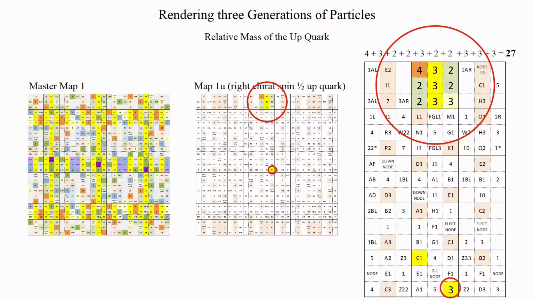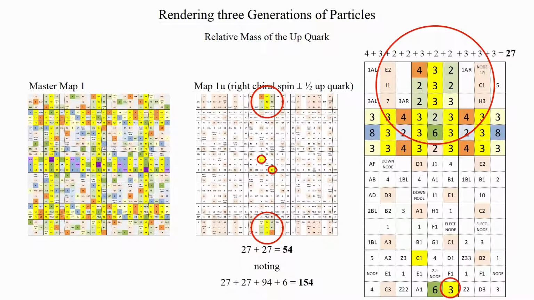Likewise, the relative mass of the up quark renders, only this time the pattern changes such that we sum positions 1 and 4 component weights, or 2 lots of 27 plus 94 and 6, giving us 154. And we'll save the details of relative orders of magnitude for another video, thereby explaining the 54 in lieu of the required 154 for the up quark.